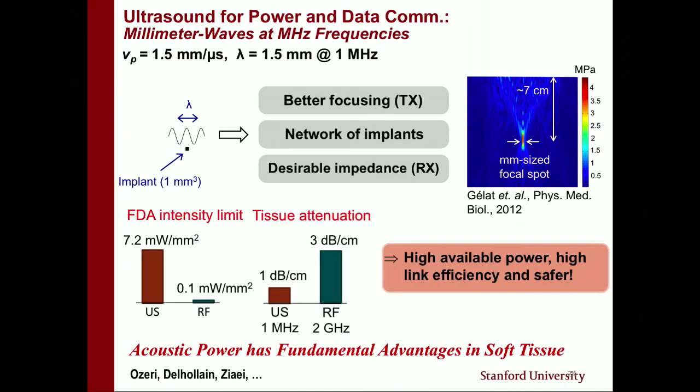Side advantages are that the FDA intensity limit is higher for ultrasound compared to RF. And the second advantage is that tissue attenuation is lower for ultrasound as opposed to RF. These two are obviously related. So acoustic power has fundamental advantages, we think, in a specific range of applications where you want to go deep in and you want to have a small implant.